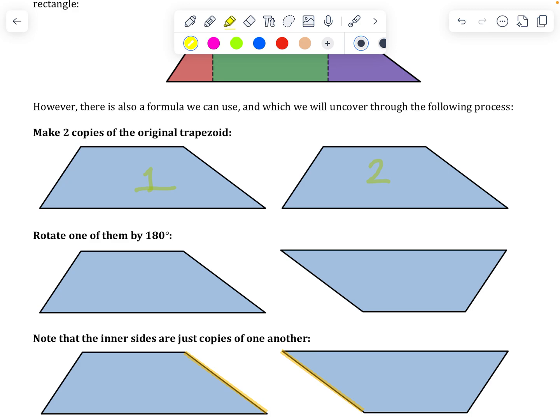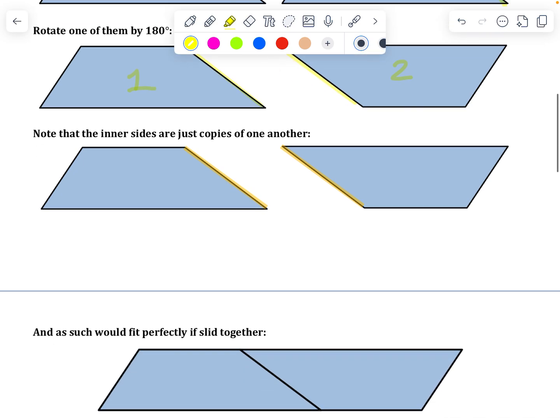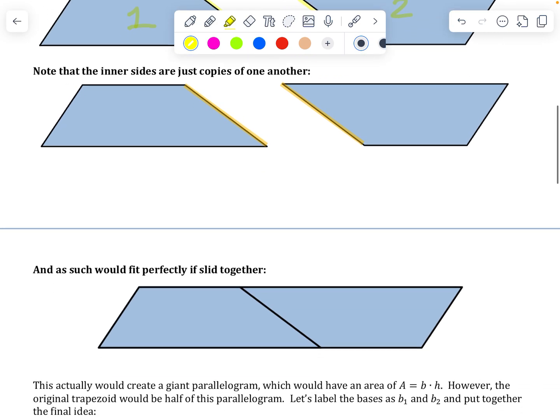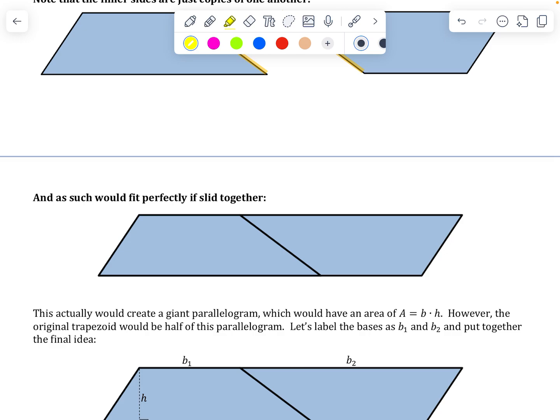This is trapezoid 1, and this is trapezoid 2, except trapezoid 2 has been rotated 180 degrees. Notice that since it's been rotated 180 degrees, this side and this side, which was this side before it got rotated, are the exact same. It's a replica. So if we push those two sides together, we now have this figure. It fits perfectly together.